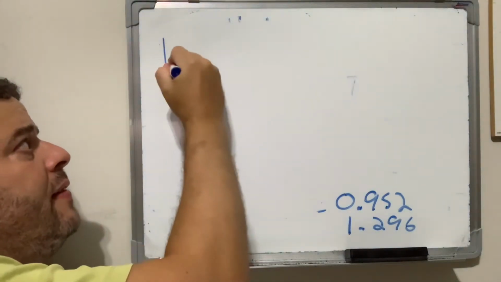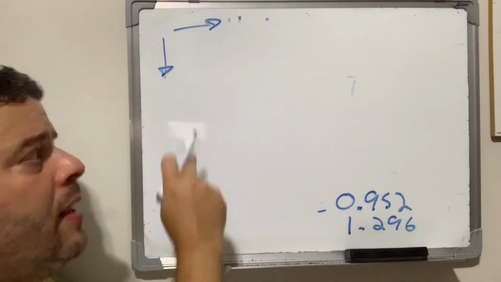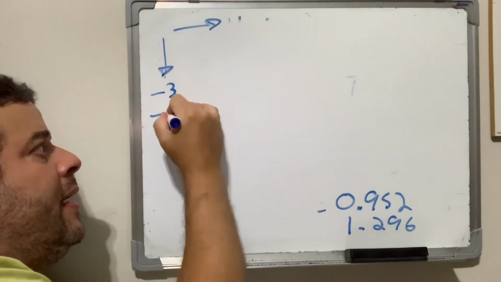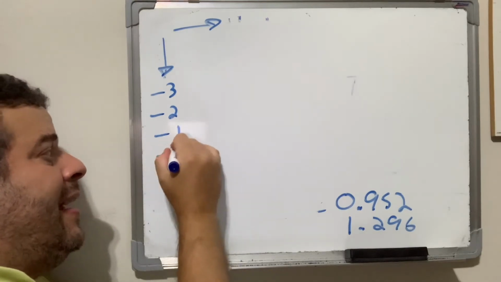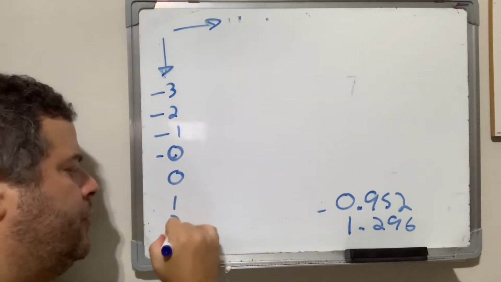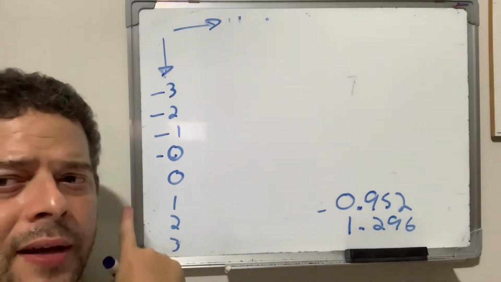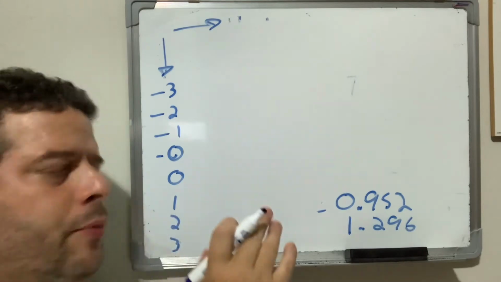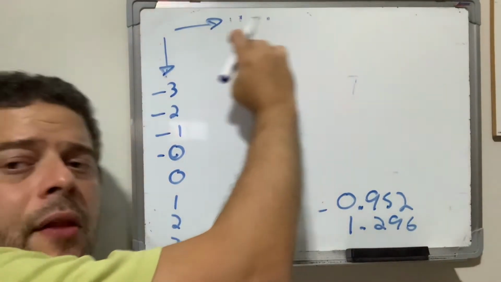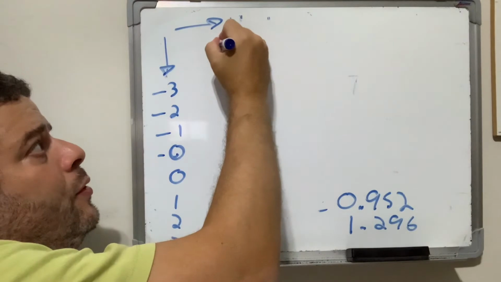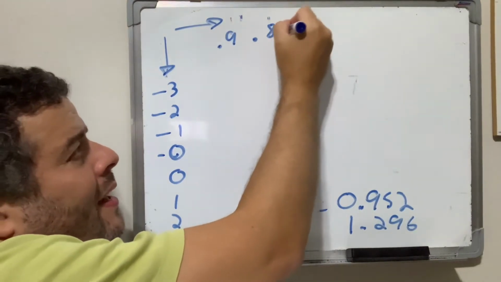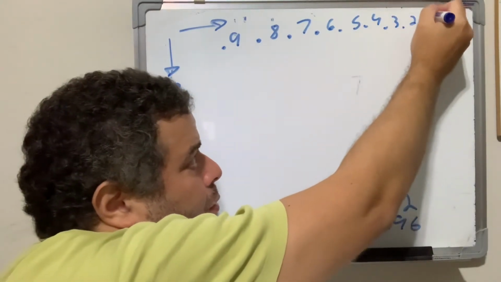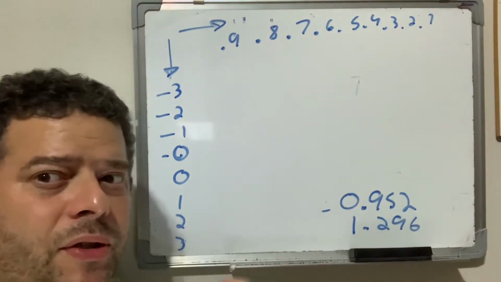The table has a column and has a row. In the column, you're going to see different numbers like -3, -2, -1, -0, 0, 1, 2, 3. And you're going to say, hold on, -0? Really? -0 is not a number. You'll see how this works in a second. And here on the rows, you're going to have different values: 0.9, 0.8, 0.7, 0.6, 0.5, 0.4, 0.3, 0.2, 0.1, etc. A whole bunch of different values.